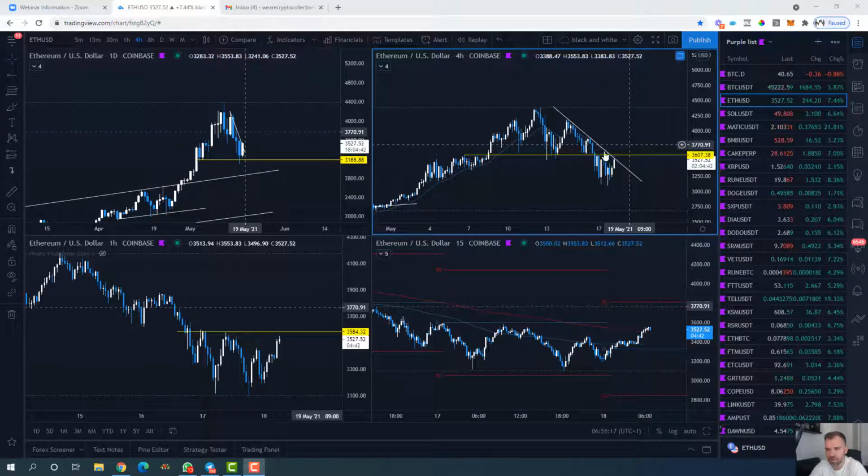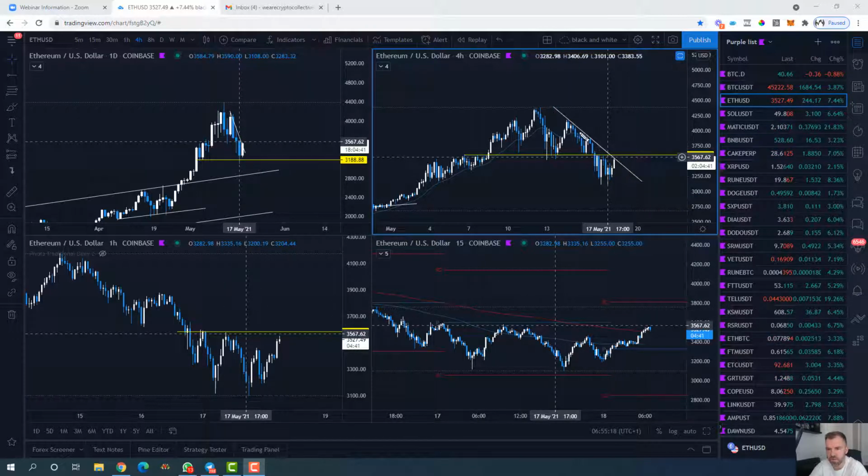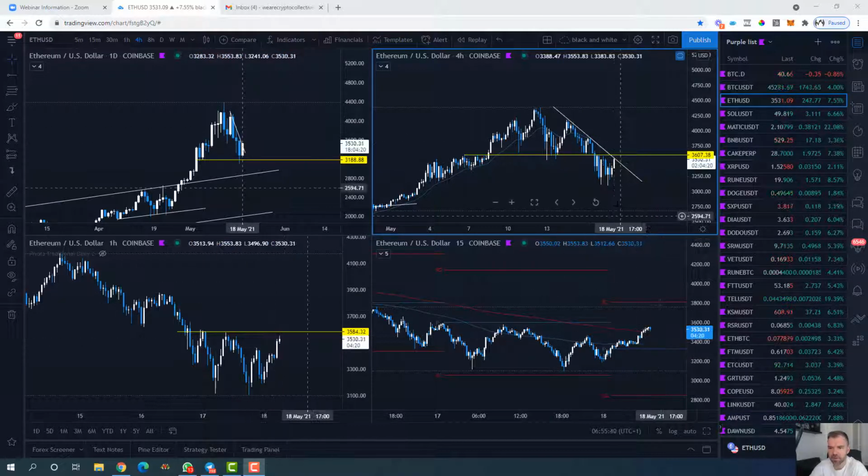Where do I want to get long? Well, getting long is simple. We just want to wait for price to break this counter trend line. We want to wait for price to break the neckline here, the yellow line. So we see that move higher. That means we've now changed, shift in sentiment, and then we can look for that higher low and potential next move higher. So just being disciplined with looking at Ethereum, guys.